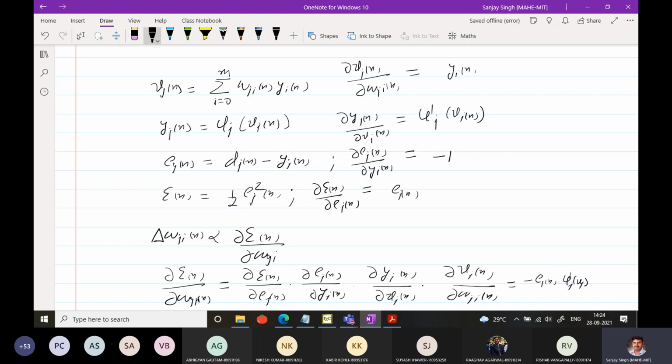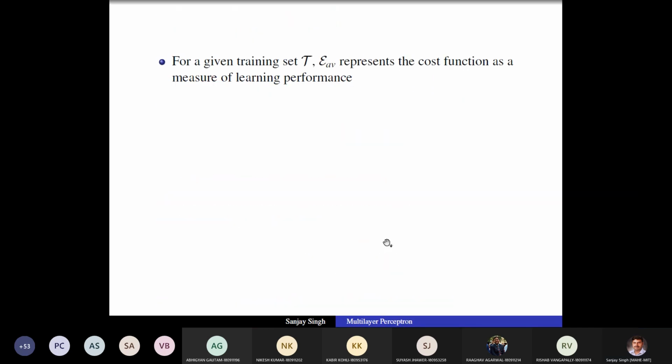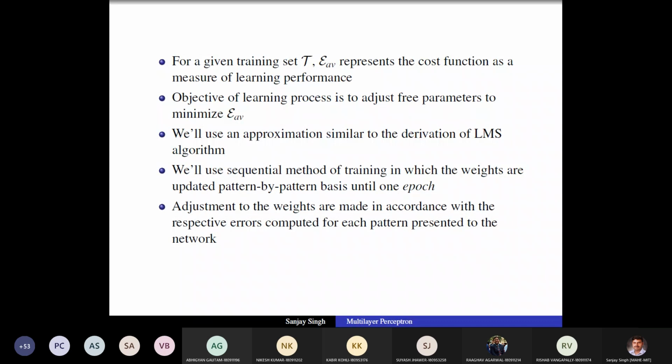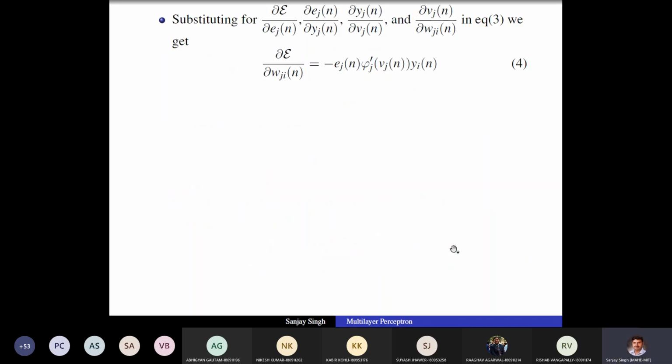φ prime of vj and yi. All these things. Okay, so this is how it is going to be. Now let's go back to this equation. Here we have found all four components, and by substituting all those things, we got this relation straightforward, which we have seen.